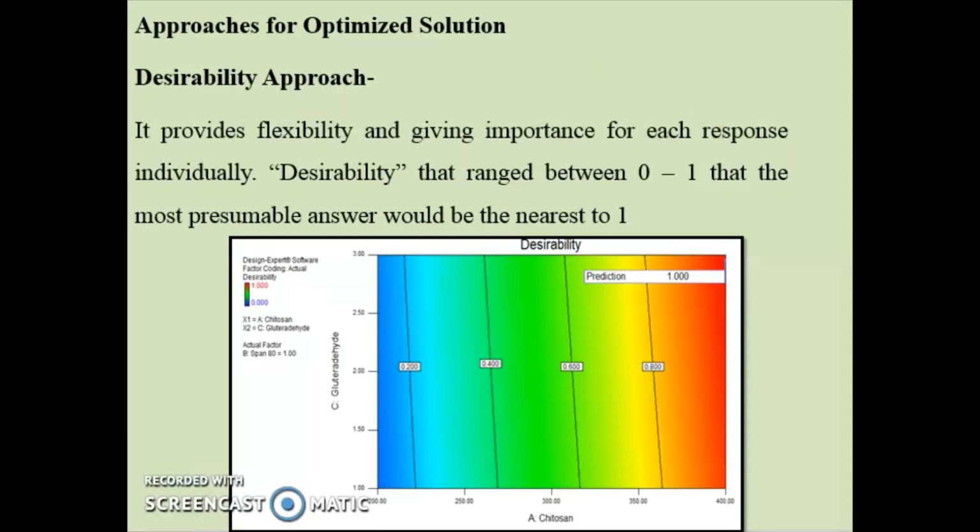Next, the desirability approach. The desirability approach is again given by this software, and it indicates that the desirability range is between 0 and 1, and the most presumable answer will be the nearest to 1. So if the desirability is 1, this indicates what here? This is the optimized solution.